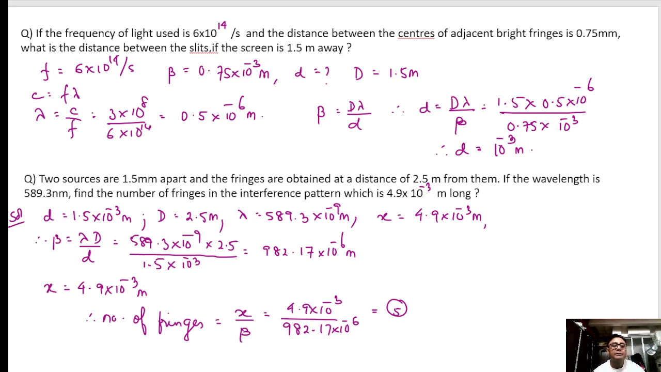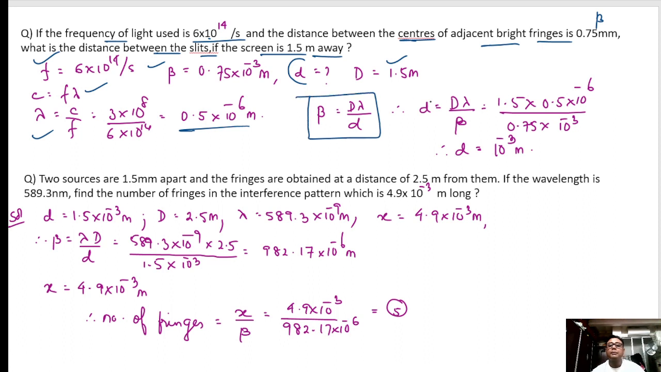The next sum says the frequency of light used is this, the frequency is given, and the distance between the centers of adjacent bright fringes, that means this is beta, is given. What is the distance between the slits if the screen is at this distance? That means they are asking for d, and D is given, beta is given, frequency is given. So we know c equals f lambda, so we can find the wavelength. Now that we know the wavelength, using this formula we can find d.